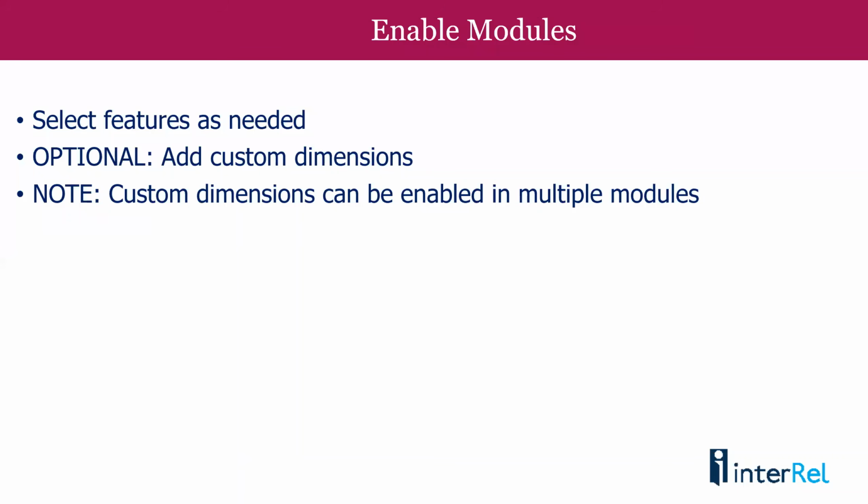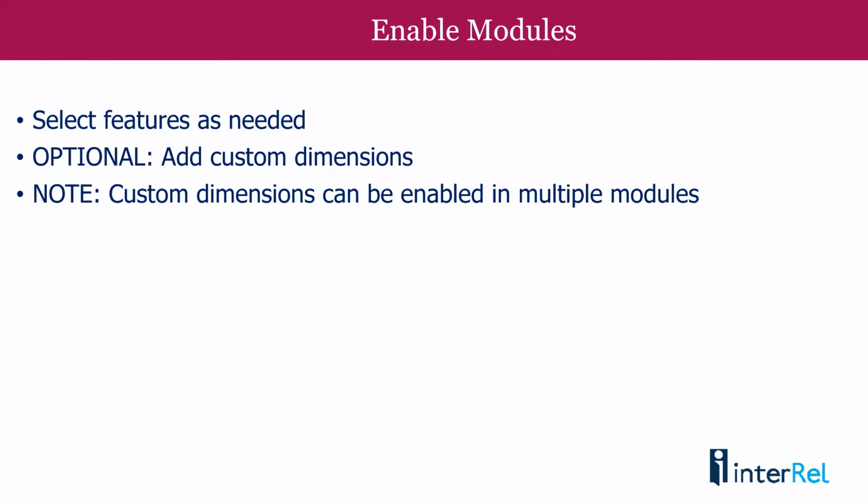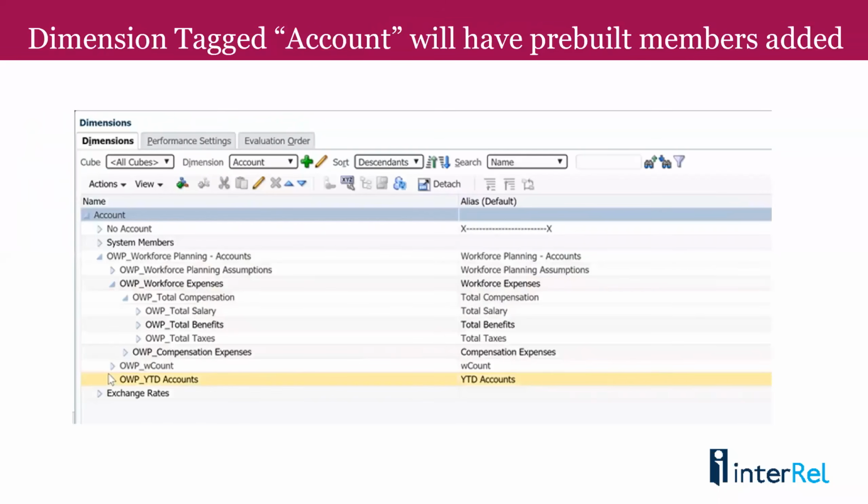And then you can add custom dimensions. You can import everything, like I said, and then you can enable your different frameworks. And then here's an example of what happens. So you see in this outline, we enabled workforce, and now you can see OWP. I'm sorry, I had the wrong prefix. OWP means that it's workforce planning, Oracle Workforce Planning.